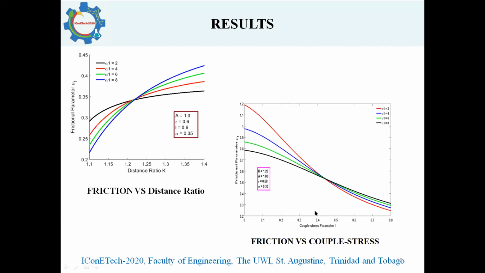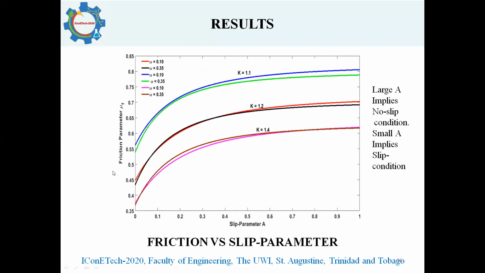Between 0 and 0.45, when alpha 1, which is the magnetic parameter, increases, it decreases the frictional parameter, and after 0.45, the reverse trend occurs. For the frictional parameter versus the slip, as slip increases, we see an increase in the friction. So large slip implies a no slip condition.